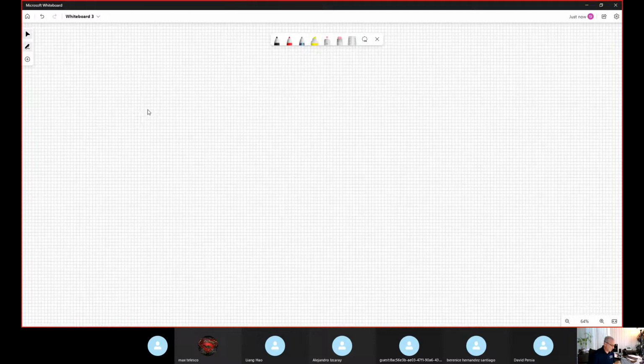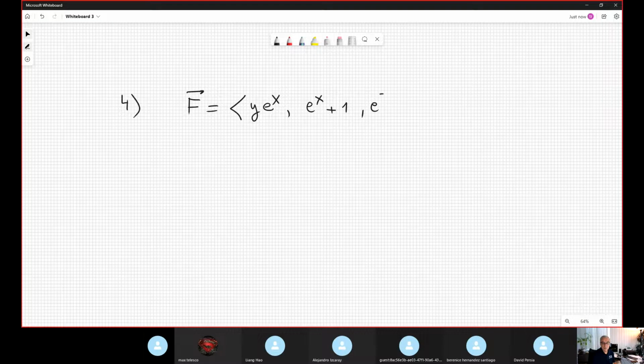Question 4 is the same. Compute the curl of the vector field. In this case, the vector field is 3-dimensional. The vector field is y e to the x, comma, e to the x plus 1, comma, e to the z.